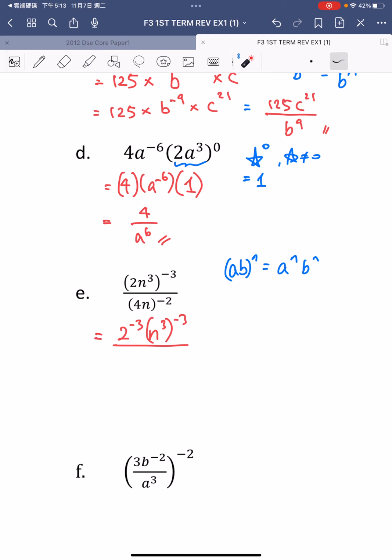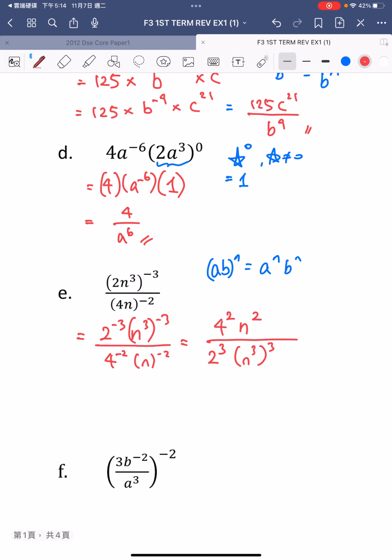And then for the denominator, it's the similar thing. Negative 2 is our power, so we distribute it to the 4 together with the n. So we have 4 to the power of negative 2 times n to the power of negative 2 as well. Then, because all of those are negative powers, to switch them we can move these negative-power terms back to the numerator. So we have 4 squared times n squared divided by 2 cubed times n cubed to the power of 3.